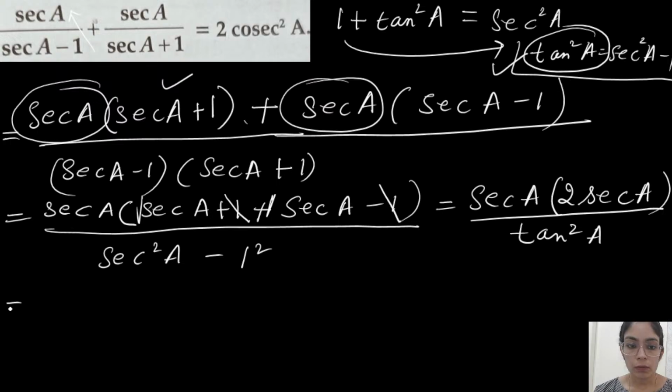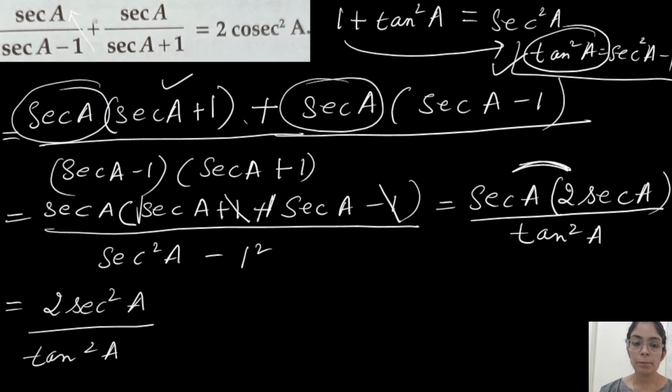Now what can we do? We have simplified this thing. Here if you multiply this, secant A into secant A is secant square A, and 2 as it is we will write. So we have got 2 secant square A by tan square A.